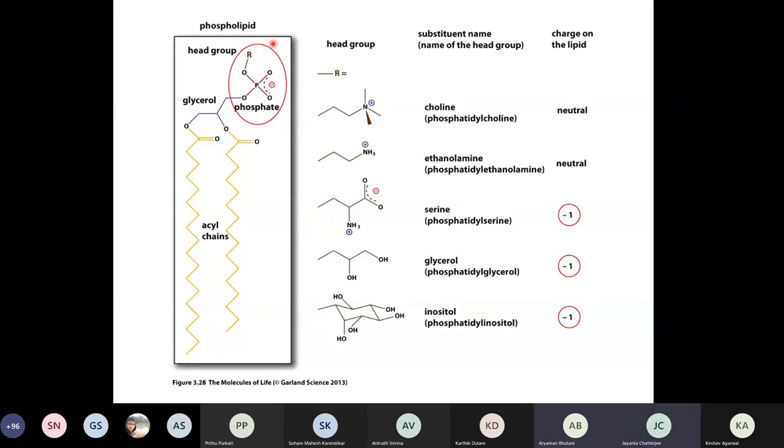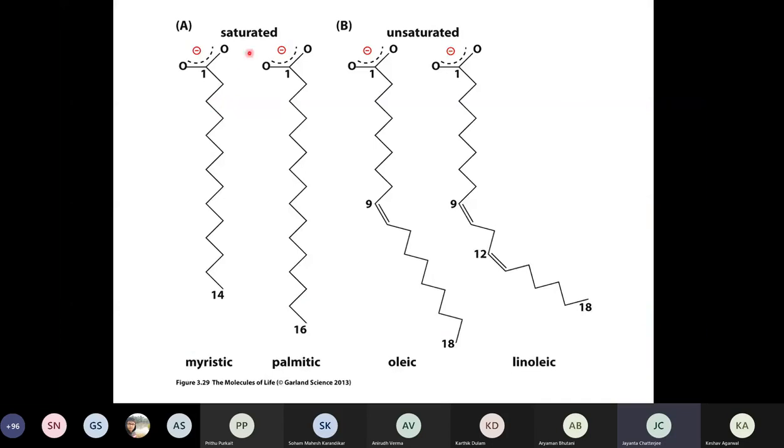Okay. So the other thing that we spoke a little bit about is the head group. I'll just talk about the lipid tails. Now, it turns out that you have these long lipid tails. There are saturated and unsaturated sites on these lipid tails, right? So for example, this 14 carbon chain fatty acid is called myristic acid. And the one with 16 is called palmitic acid.